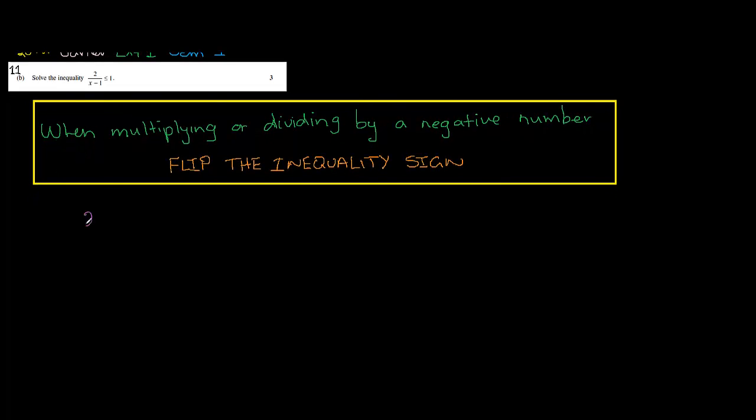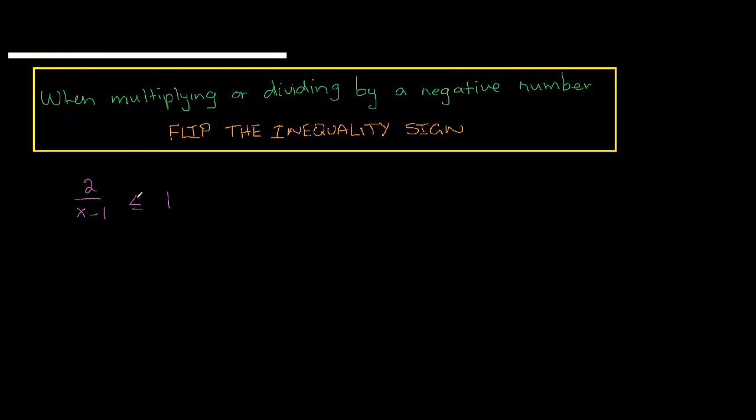So first of all, I'll just rewrite the question. 2 over x minus 1 less than or equal to 1. Now, the usual protocol, if this was an equal sign and we were just being asked to solve it, is we would times both sides by x minus 1, because that would get rid of this x minus 1 on the bottom, and we'd be left with it over here, and that would be closer to making x the subject. However, the problem is this x minus 1 takes on a whole lot of different values.